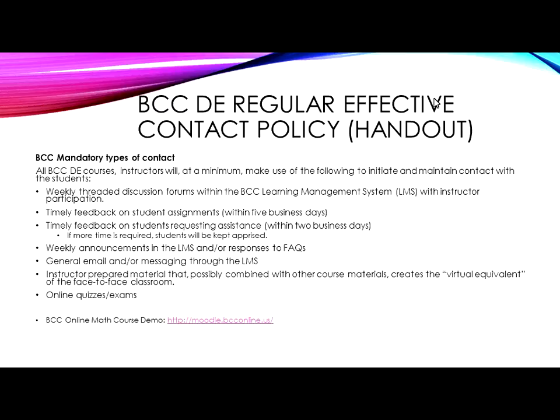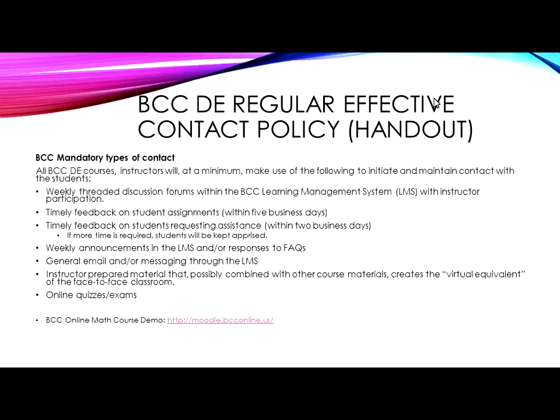The regular effective contact policy is the handout you have back there. I just picked the parts that relate to today's topic, which is the BCC mandatory type of contact. This is a required mandatory contact, and there are also some that faculty could choose. One of them is a weekly threaded discussion. That is extremely important, and all our courses have a weekly threaded discussion. Then there is timely feedback on student assignments. If the instructor assigns assignments to the students, we're expected to grade them within 5 days.